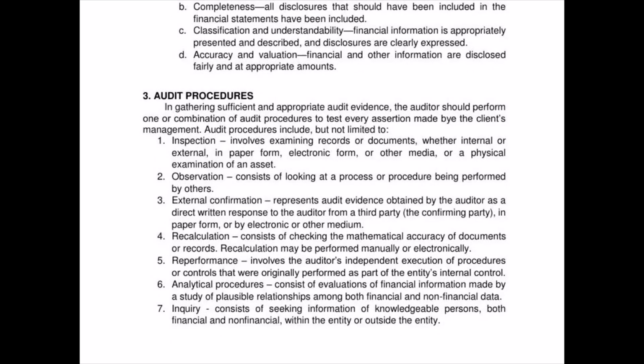Tapos, we have inquiry. Consists of seeking information of knowledgeable persons, both financial and non-financial, within the entity or outside the entity. Usually, mao ni ang pinakagamit na audit procedure, especially pag nagatry pa lang ka og understand sa operation sa entity. So, inquire jud ka, mangutana jud ka na ma'am ngano yung ani nahitabo, ngano ing ani. Kay isa na siya sa makatabang sa imuha as auditor na mag-assess sa assertions sa financial statement ni management.